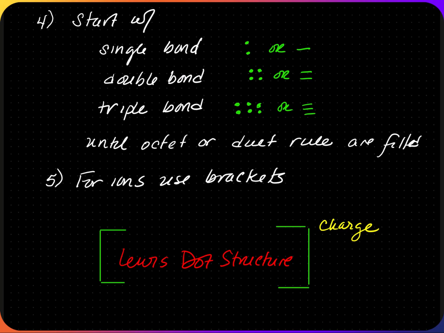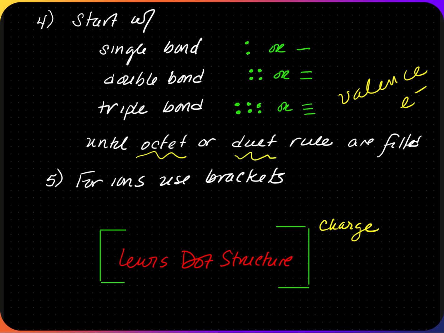or 3 lines. We continue to do this until the octet or the duet rule are filled and the total valence electrons of the drawn Lewis dot structure match the valence electrons that we counted in step 1. If the electrons do not match, you need to redo the structure until it matches while it fulfills the octet and duet rule.